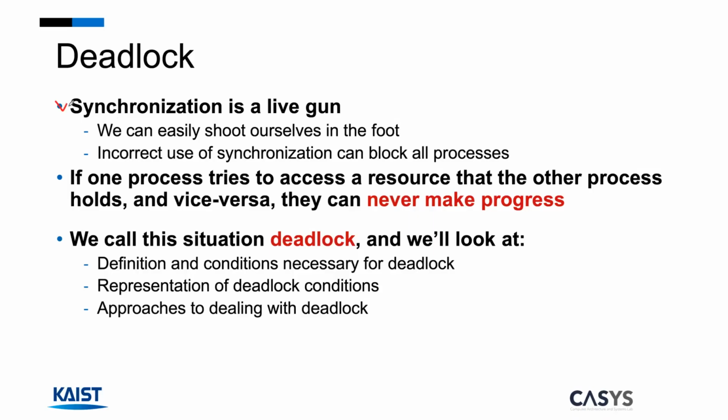As this slide says, synchronization is like a live gun. It provides a useful way to control concurrent executions, but sometimes it shoots ourselves in the foot. So we have to be very careful about incorrect use of synchronization that blocks all processes. Deadlock refers to the situation where one process tries to access a resource that another process holds, and vice versa. So eventually no one makes progress, never making progress. I mentioned this problem before, right?